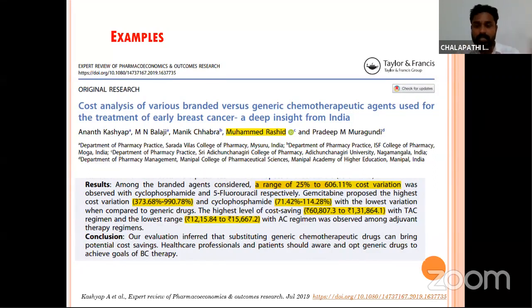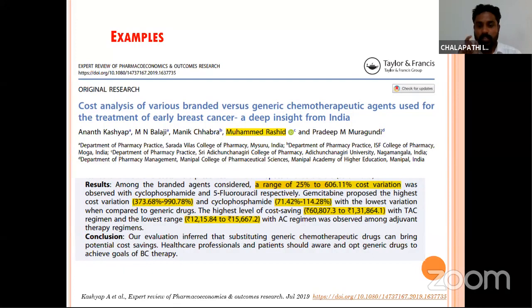And if you look, this is a percentage-wise calculation. If you look at the money-wise calculation, you know that cancer drugs always come as a package or a regimen like the TAC regimen. It's in a regimen form, not a single drug, right? So we have two different regimens where we found the highest cost and the lowest cost. For the TAC regimen, there is the highest cost saving. If they had gone with the generic drug instead of the branded drug, they could have saved around 60,000 to 1,31,000.